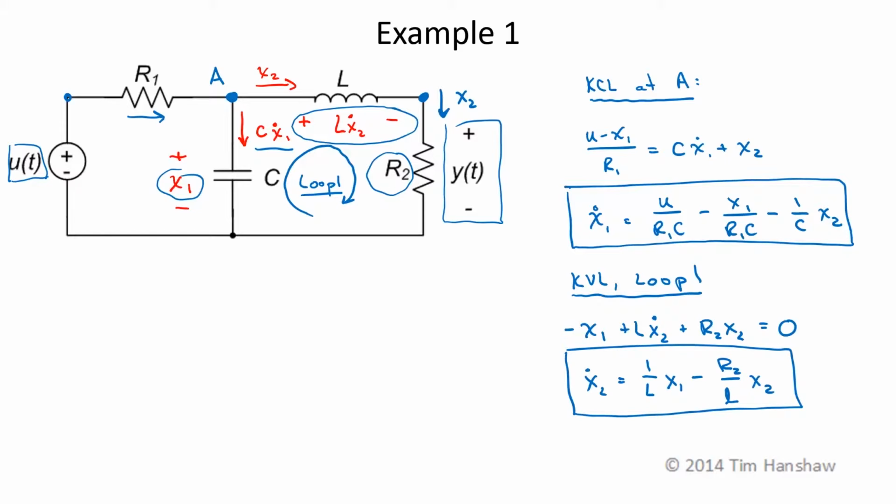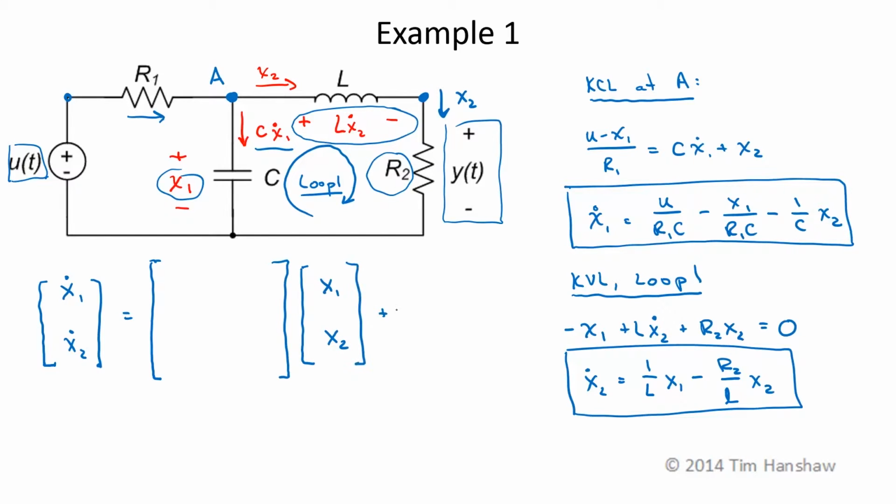Now, it's typical to put these equations in matrix form. The standard form is a column vector of the derivative of the states, so x1 dot, x2 dot. For a second order system with two energy storage elements, there will be a 2 by 2 matrix here, multiplied by the states themselves, which are x1 and x2, plus a column vector times the input u.